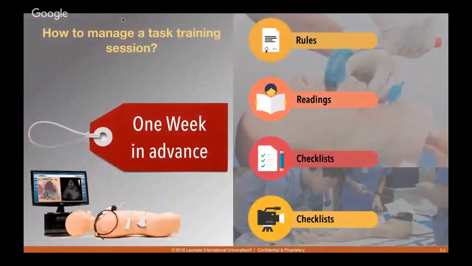So, how to manage a test training session? The first thing I want to tell you is that a test training session does not begin on the day of the test training session. It begins 1 week in advance.